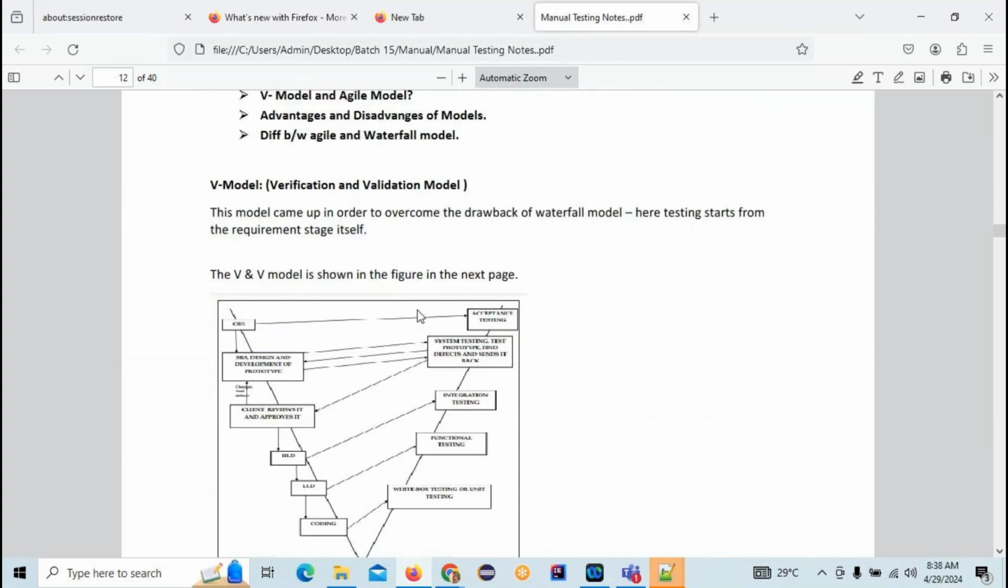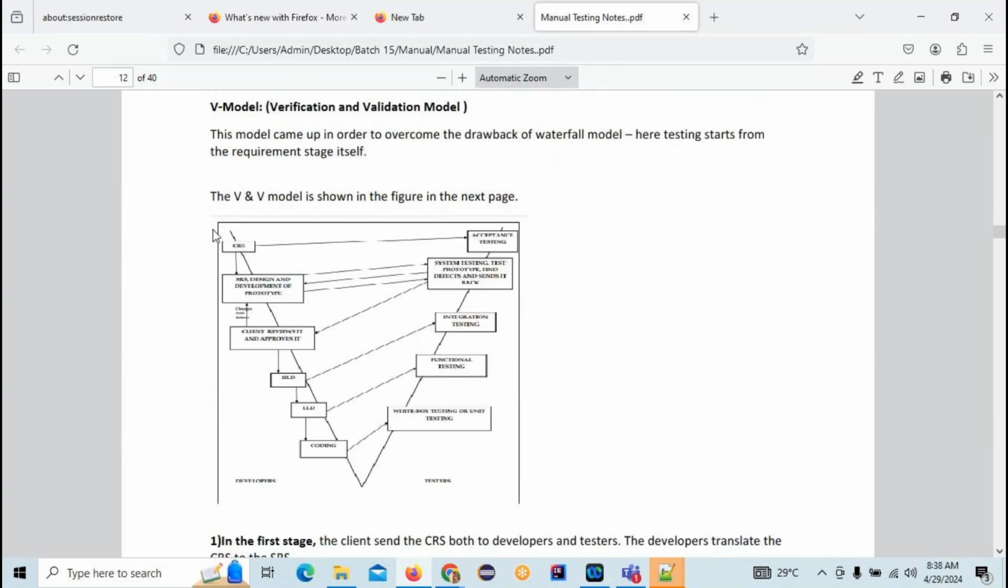Next one, V model. In the V model the shape is a V, and both development and testing are done simultaneously. I already told you about the phases. The customer will give the CRS document. Whenever the customer gives the CRS document, the developers plan to convert that CRS into the SRS. But at that moment, what will testers do? Testers will do the testing on that CRS document, checking whether all the requirements given by the client are clear or not.